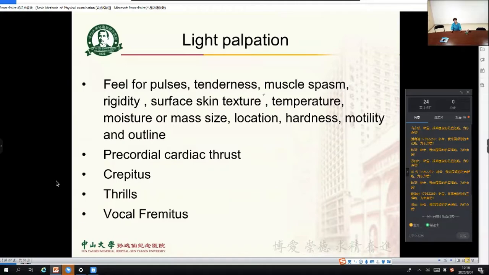And feel for the pulses, tenderness, muscular spasm, rigidity, surface skin texture, temperature, moisture, or mass size, location, hardness, motility, and the outline of the abdomen. We also do this to feel the precordial cardiac thrust, crepitus, thrills, and vocal fremitus. So we will perform the light palpation to do this.